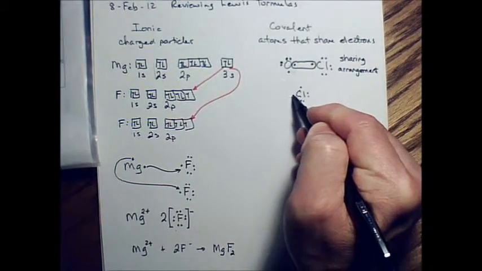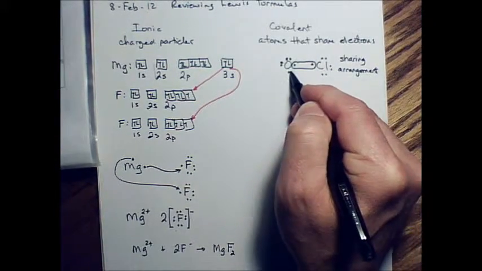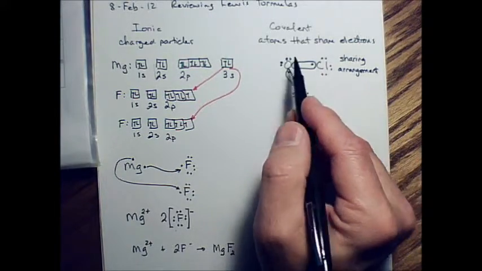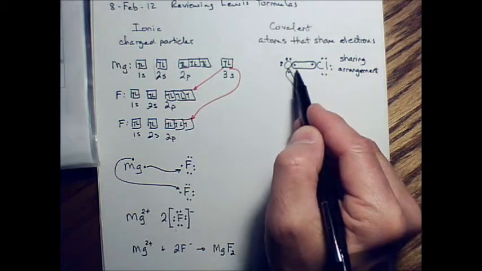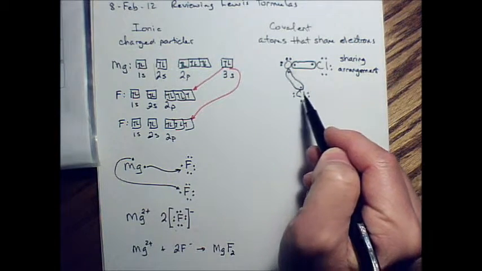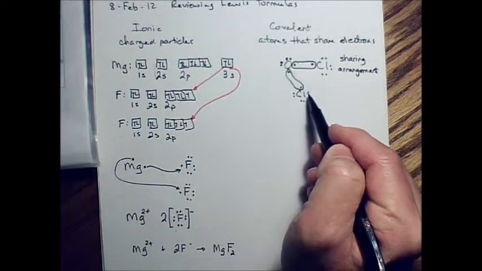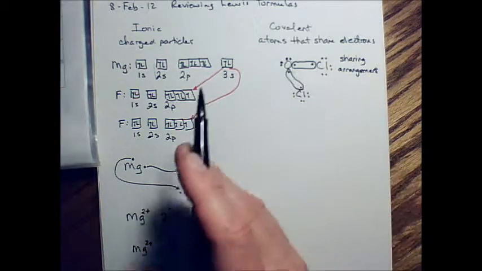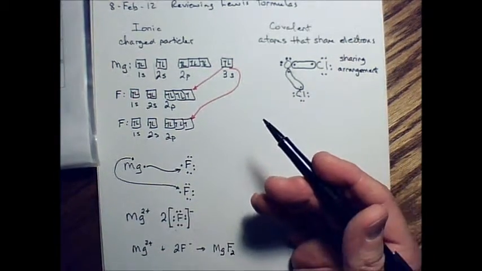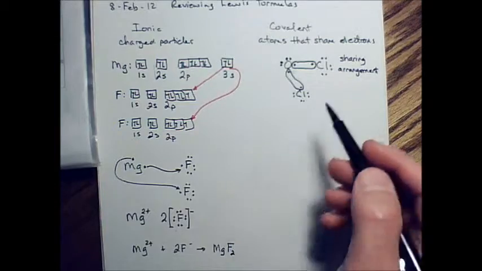Put 7 dots around chlorine and share these 2 electrons right here. Now this oxygen has 8: 1, 2, 3, 4, 5, 6, 7, 8. And this chlorine has 8: 1, 2, 3, 4, 5, 6, 7, 8. And that makes all of the elements in this compound more stable. So that's the sharing arrangement.